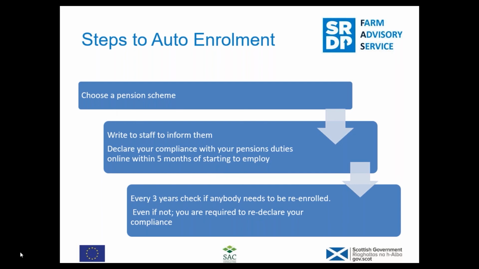Every 3 years, re-auto-enrolment or re-enrolment comes round. As employers, you are required to check if there is anybody that has left your pension scheme that requires to be re-enrolled, and that includes those that chose to opt out. They do need to come back in re-enrolment. And again, when you re-enroll them, they do need to be notified by letter that they are being re-enrolled.